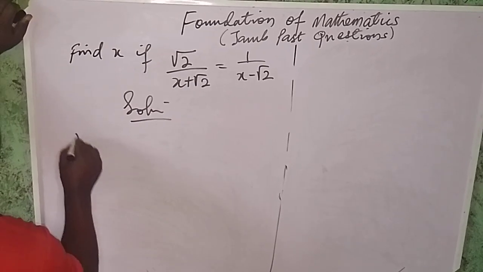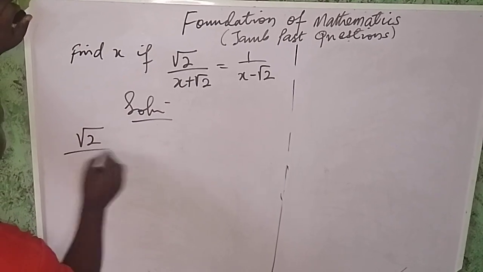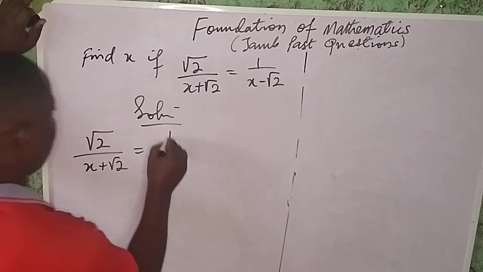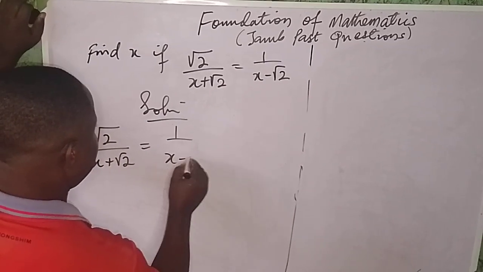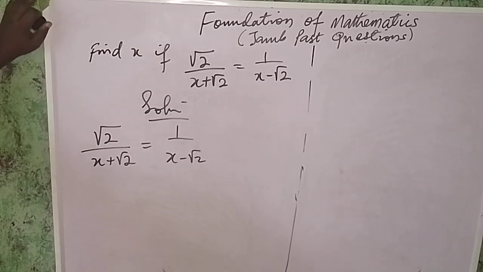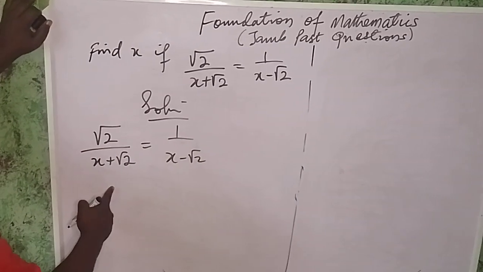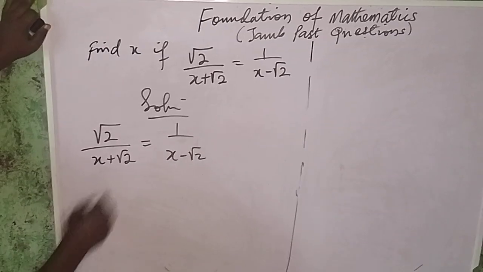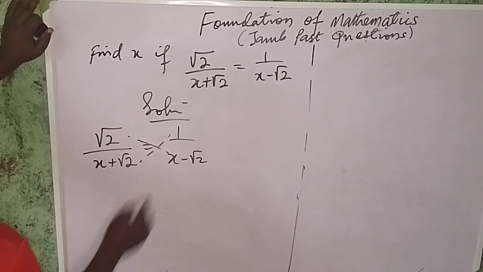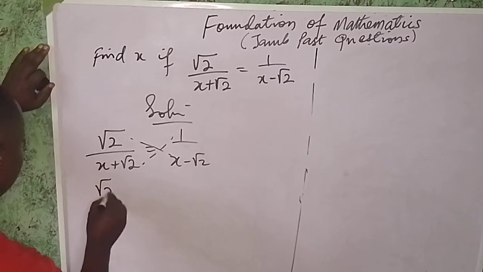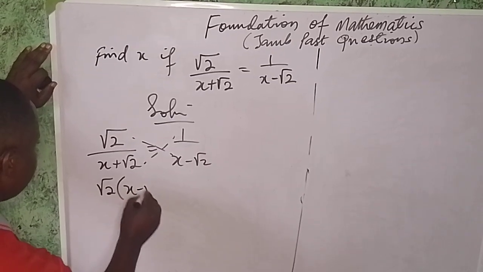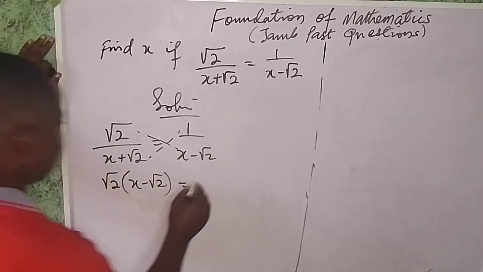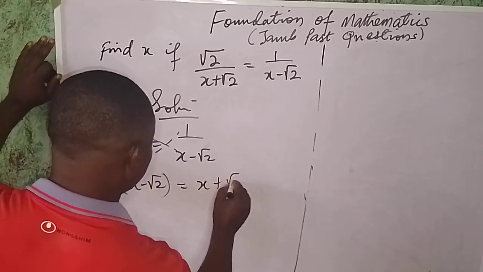Now from there, you can write square root of 2 divided by x plus square root of 2 equals 1 over x minus square root of 2. So from here, the first thing to do, of course, we have a single fraction here and a single fraction here, so what we do is to cross multiply. That will be this times this and this times this. So that will give us square root of 2 times x minus square root of 2, equals 1 times this, which will still give us x plus square root of 2.